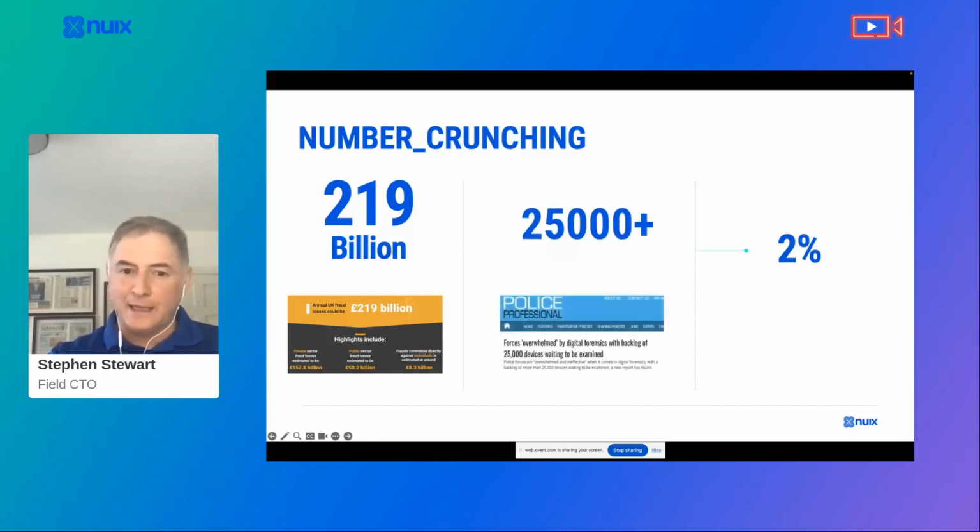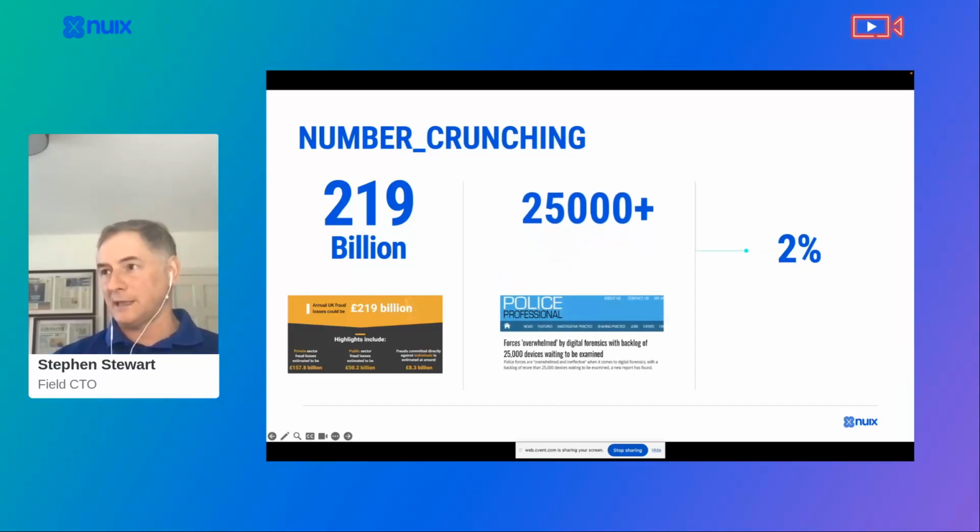And the problem is that it's very difficult to investigate. Some research says that there are up to 25,000 plus devices in the backlog. And so again, this is the basics of how you hit the singles to accelerate the investigative process.